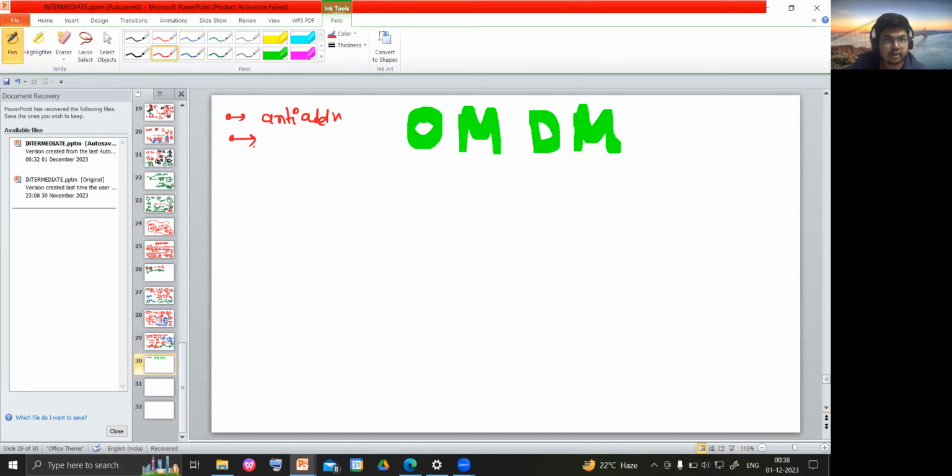Second point is same, no complete carbocation is formed. That means no rearrangement or no ring expansion or contraction occurs. Third, the reagent is Hg(OAc)2. Ac group means C double bond O CH3. This is Ac. OAc means OCOCH3.